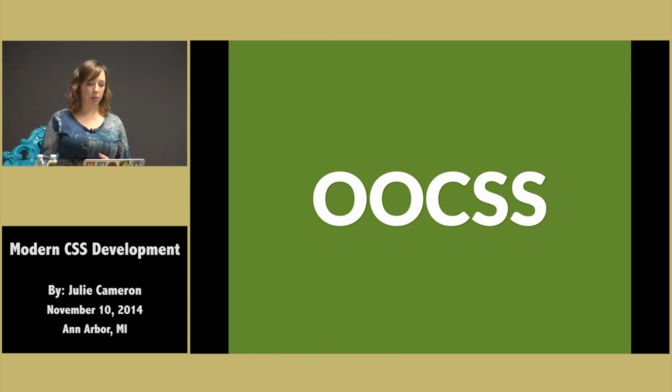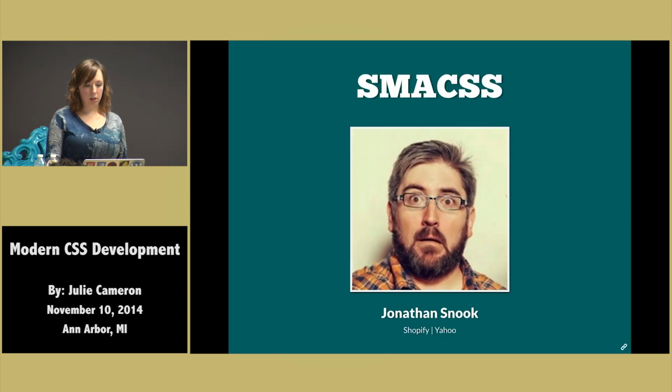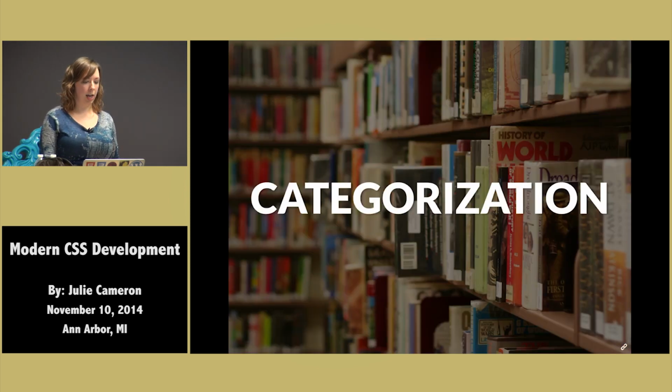Now, let's take a pretty quick look at some of the other systems that have grown out of OOCSS that give us additional guidelines and additional ways of organizing our objects. The first one is called SMACSS. It stands for Scalable and Modular Architecture with CSS. SMACSS was created by Jonathan Snook while he was working at Yahoo and Shopify. And SMACSS is all about categorization.